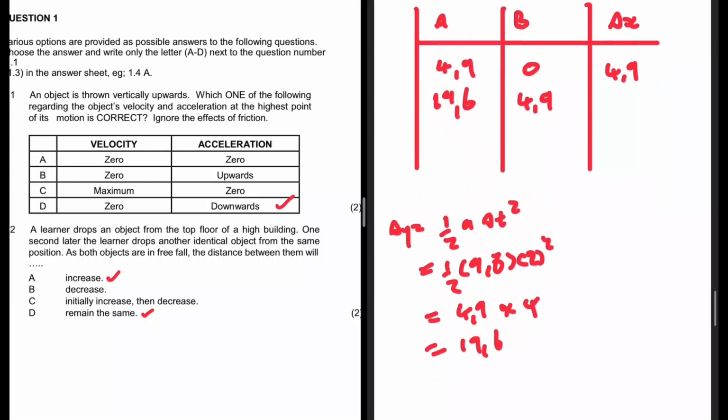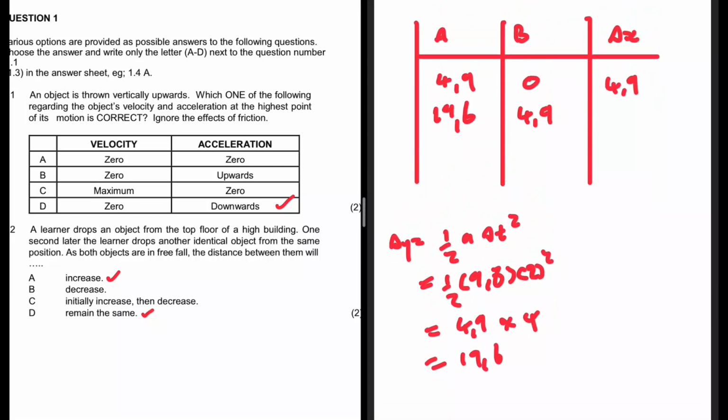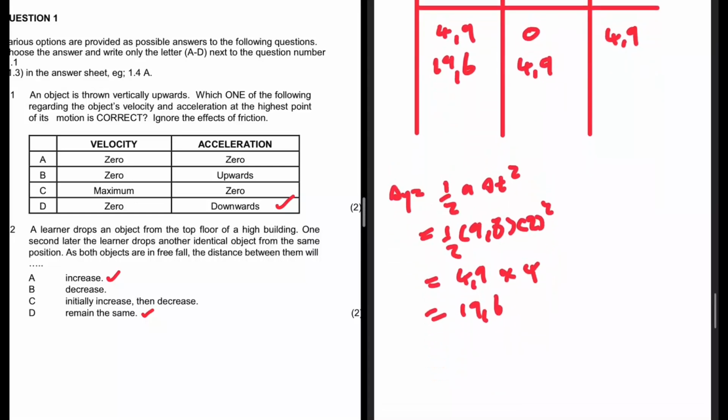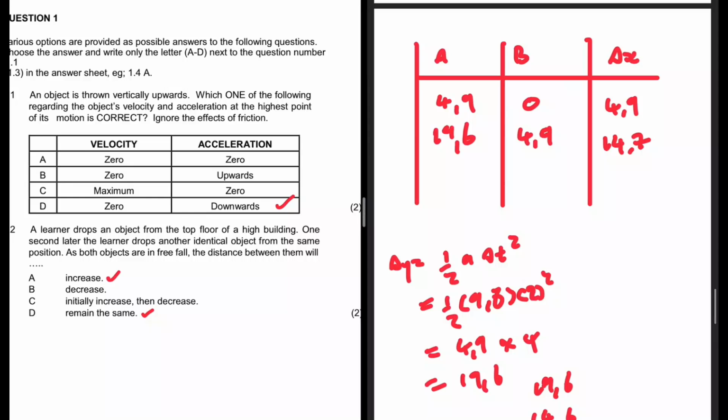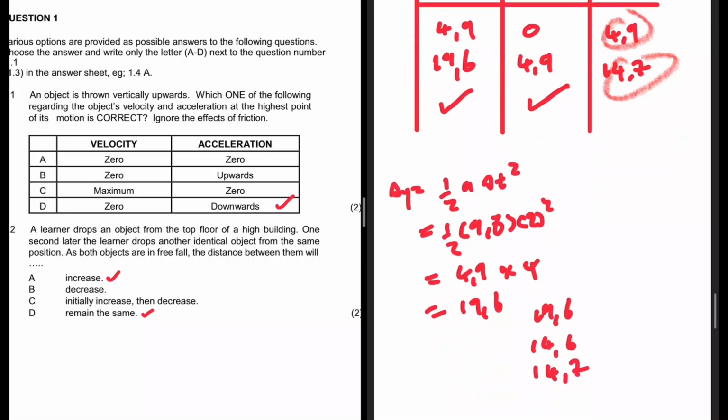So now we have 19.6 minus 4.9. Well, we can just say 19.6 minus 5, that will be 14.6, and then we add 0.1, so 14.7, right? So somewhere around the neighborhood of 14.7. So you can clearly see that the distance between the two objects does not remain the same. It keeps on increasing. Even when you make the third calculation here, you will see that the distance between the two of them will just keep on increasing. Okay, there we go. That is 1.2.